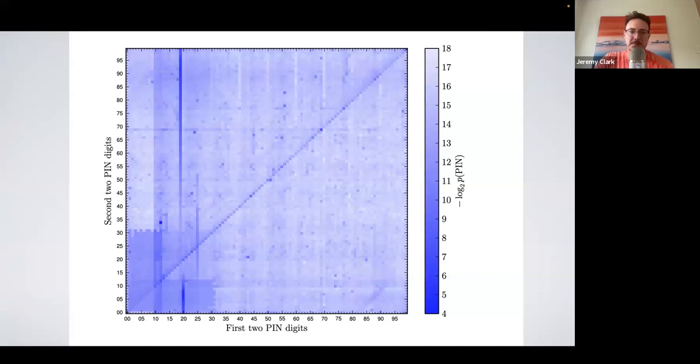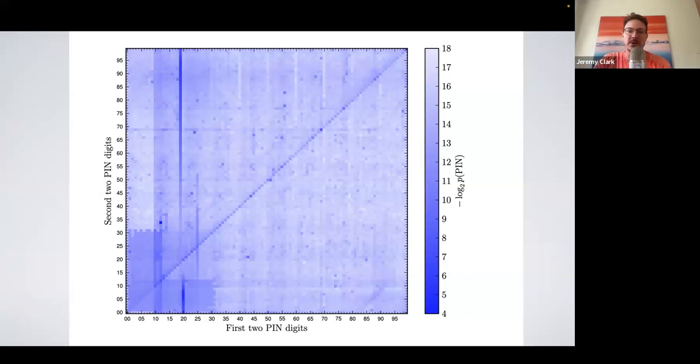So let's just practice reading this chart. 1, 2, 3, 4 is probably a popular password, right? So where is 1, 2, 3, 4 on this chart, and how dark is the square? Those are the questions.